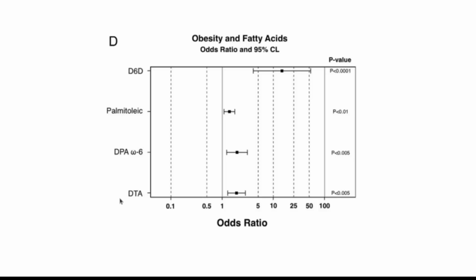One of the reasons that we care about the D6D index is that if you are obese, you are 14 times as likely, 14 times, to have a high D6D index, a high delta 6 desaturase index. And all that means is that you're going to have less linoleic acid and you're going to have more GLA, which is that 18,3N6.